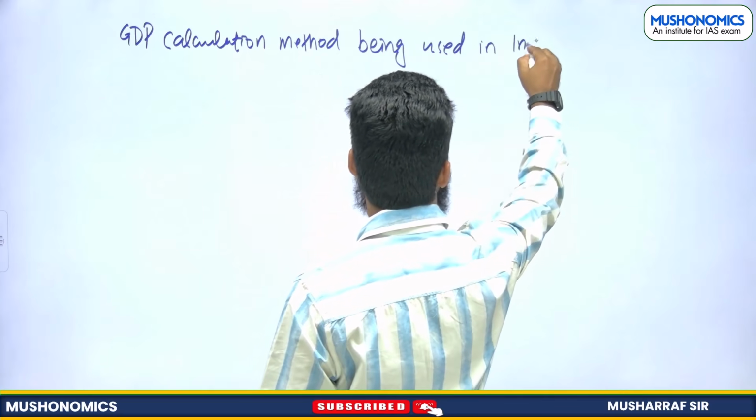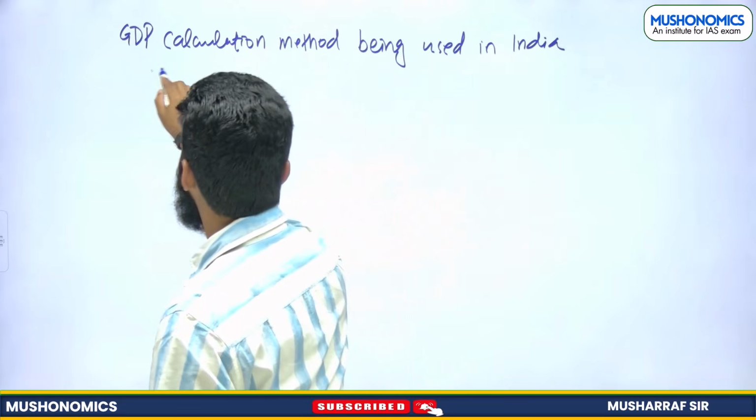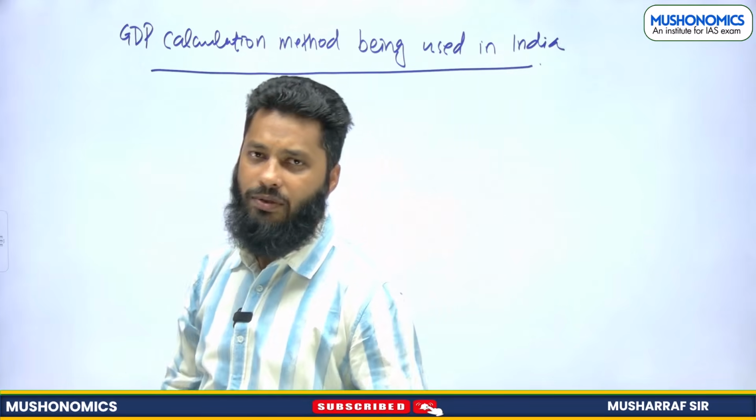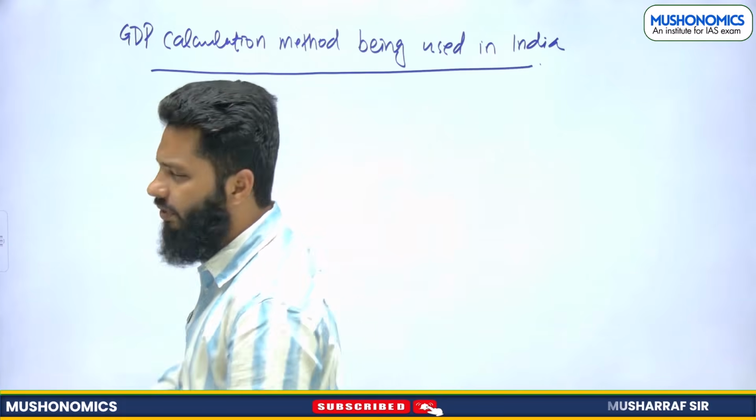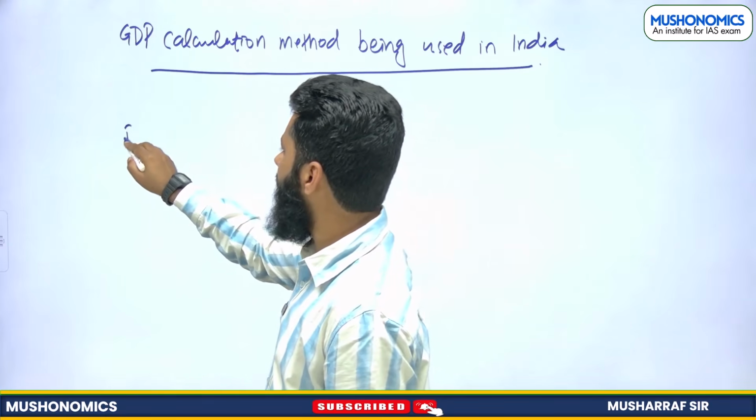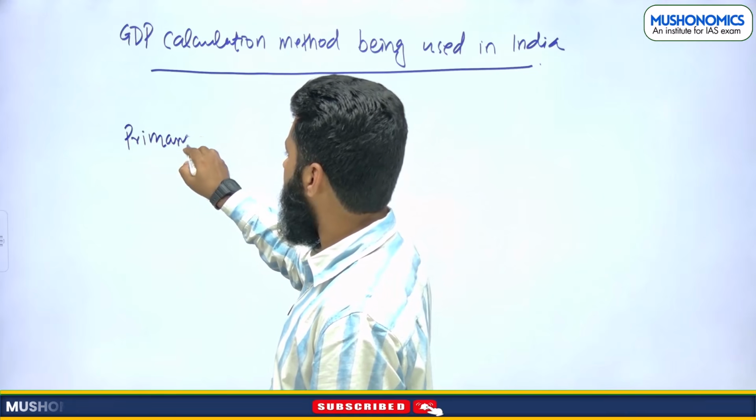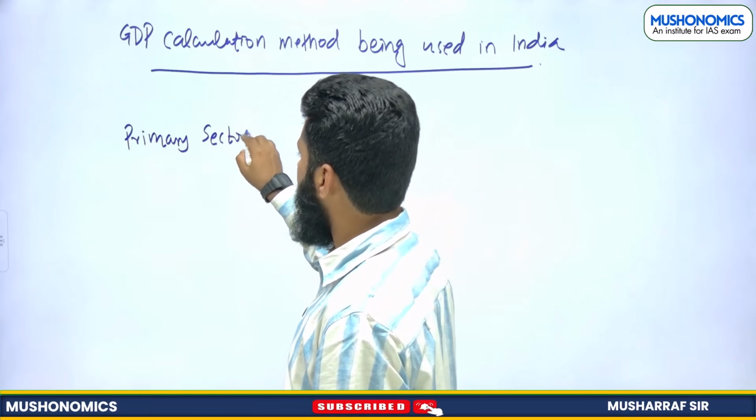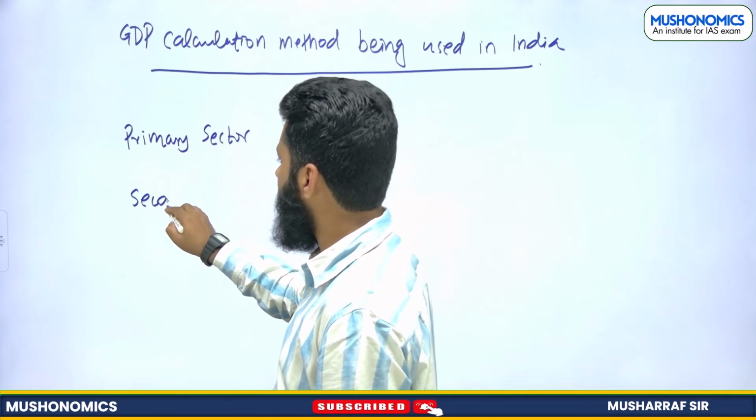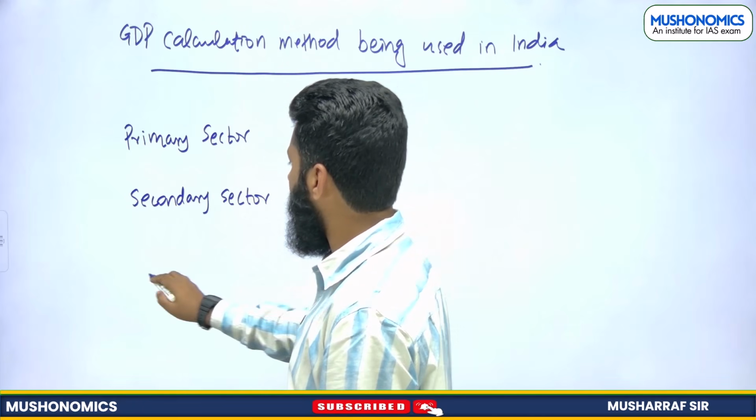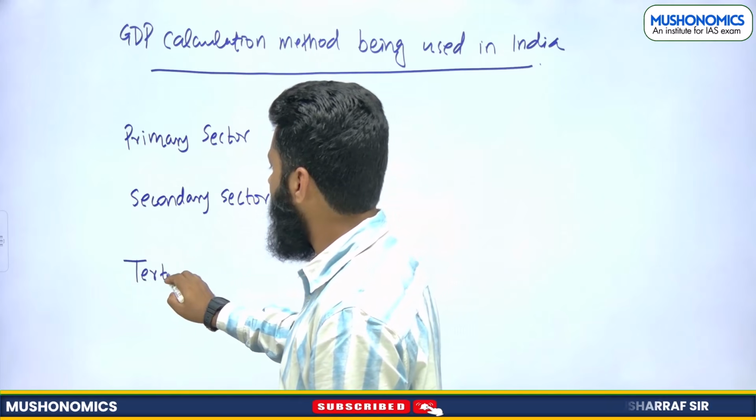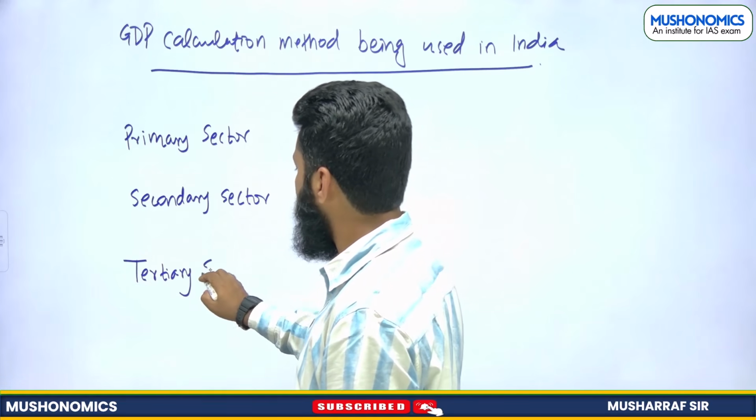So how do we calculate? We use all the methods that we have seen so far, right? Now how? We can broadly classify the Indian economy into three sectors: primary sector, secondary sector and tertiary sector. I am not going into the details as of now, so let's keep it simple.